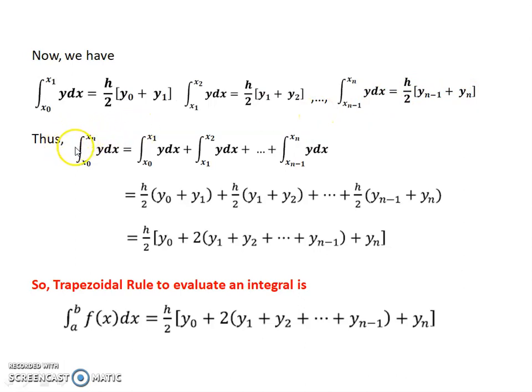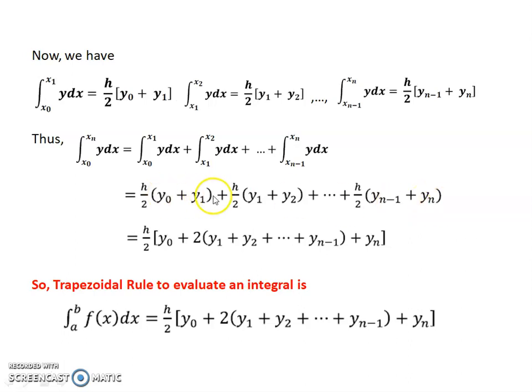So to find out the integration y dx from x naught to xn, we have to take the sum of all these: x naught to x1, x1 to x2, and so on up to xn minus 1 to xn. We have integration x naught to x1 y dx as h by 2 times y naught plus y1. Similarly, integration from x1 to x2 y dx is h by 2 times y1 plus y2. And finally, integration xn minus 1 to xn y dx is h by 2 times yn minus 1 plus yn.